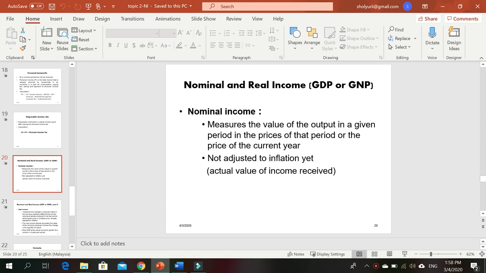So what does nominal income mean? It measures the value of output in a given period at the price of the current year. So maksud nominal ni kita tengok national income pada harga pada tahun tersebut. So harga pada tahun tersebut maksudnya harga semasa lah. This is the income yang tak adjusted to inflation yet, the actual value of income received at that current year.